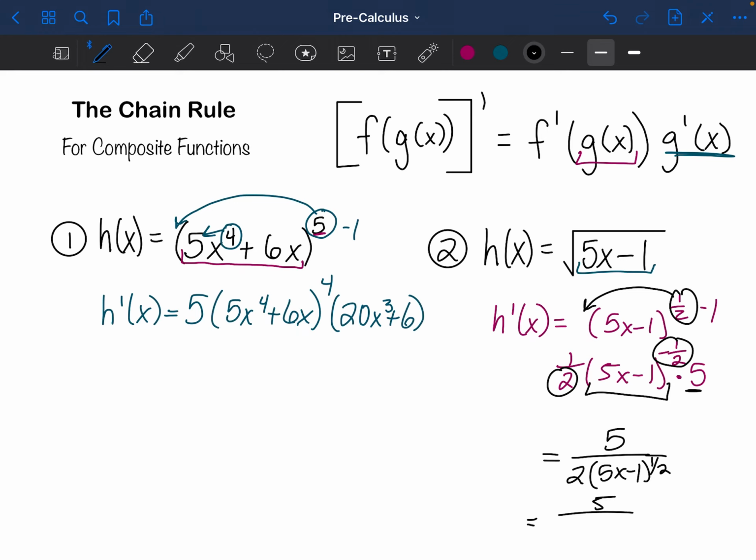This can also be written, right, if you like the square root look better, you can always stick it back in the square root. I'm not picky. Either one of those would be our derivative for number 2.